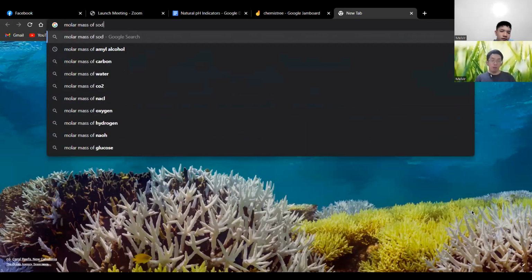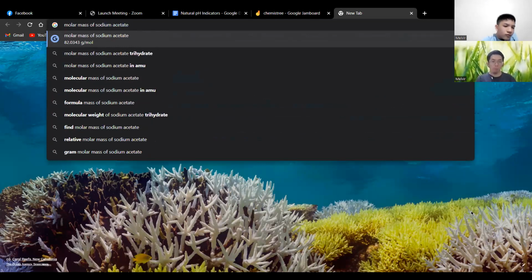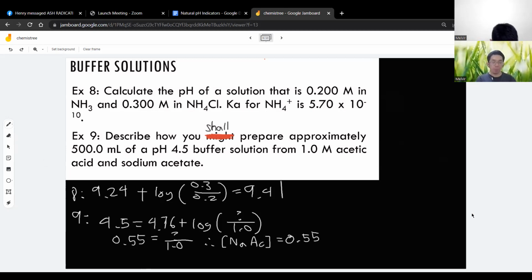Remember, may volume ka dyan, Josh. Tsaka 0.55 siya. Naka-logarithm pa yan. Di ba? 0.55 equals logarithm of x over 1.0. Hindi siya proper kasi dapat 4.5 minus 4.76. Mhm. Shift at below. Sige. Okay. Yeah, pwede na. Diniretso mo lang kasi. Yan ang concentration mo, 0.55 molar din.